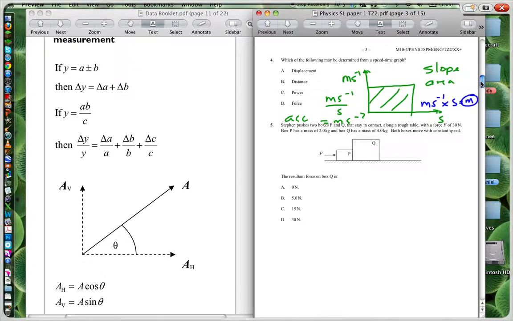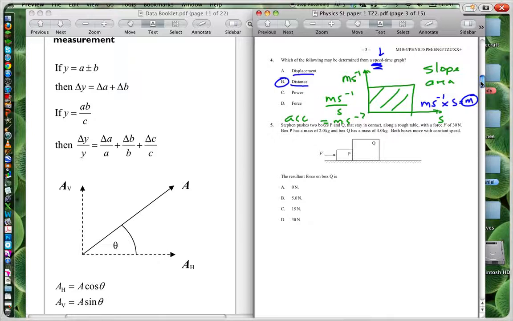Now the question is, is it displacement or is it distance? Because you're talking about a speed time graph, it will be distance, because speed is a scalar, and so therefore it would be a scalar. If they spoke of a velocity time graph, then displacement would have been the correct answer.